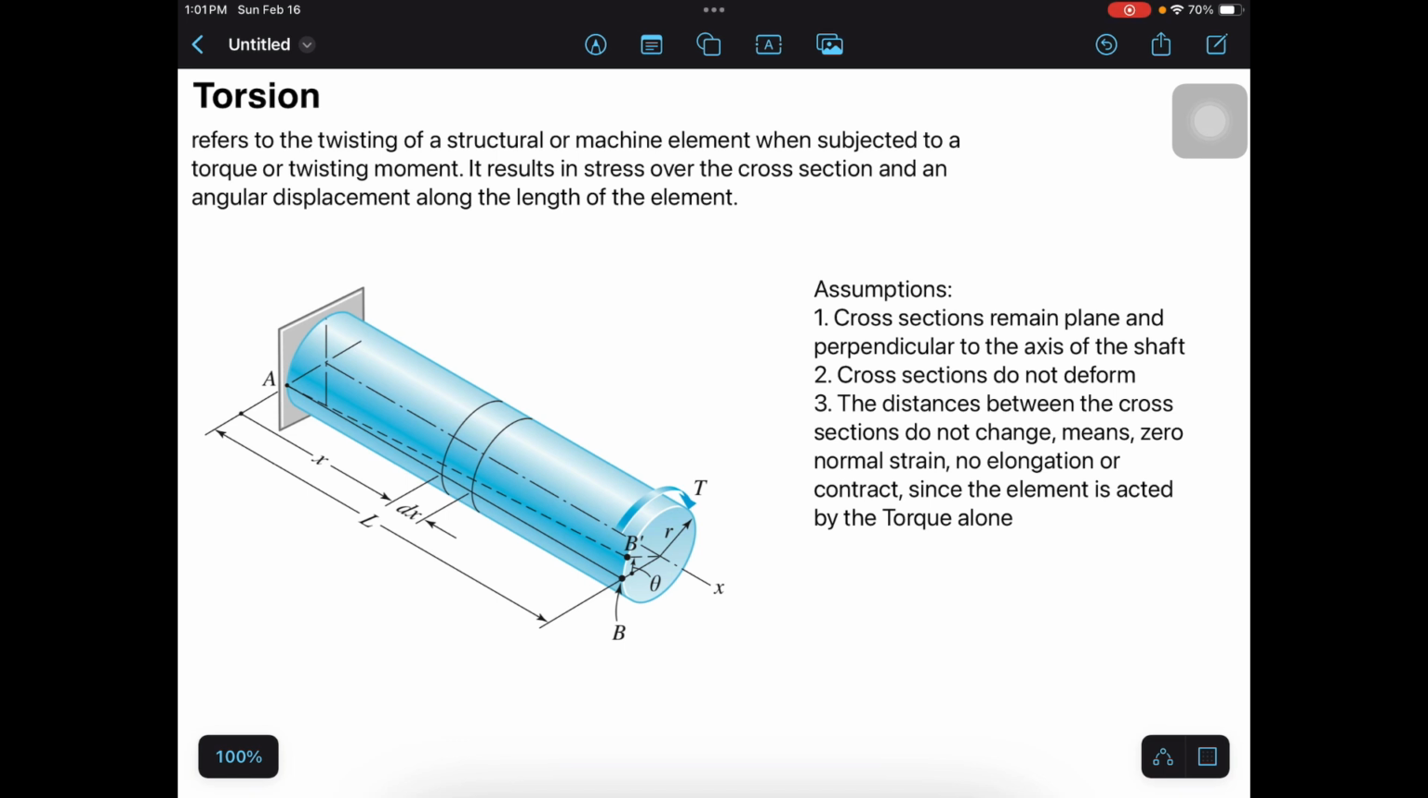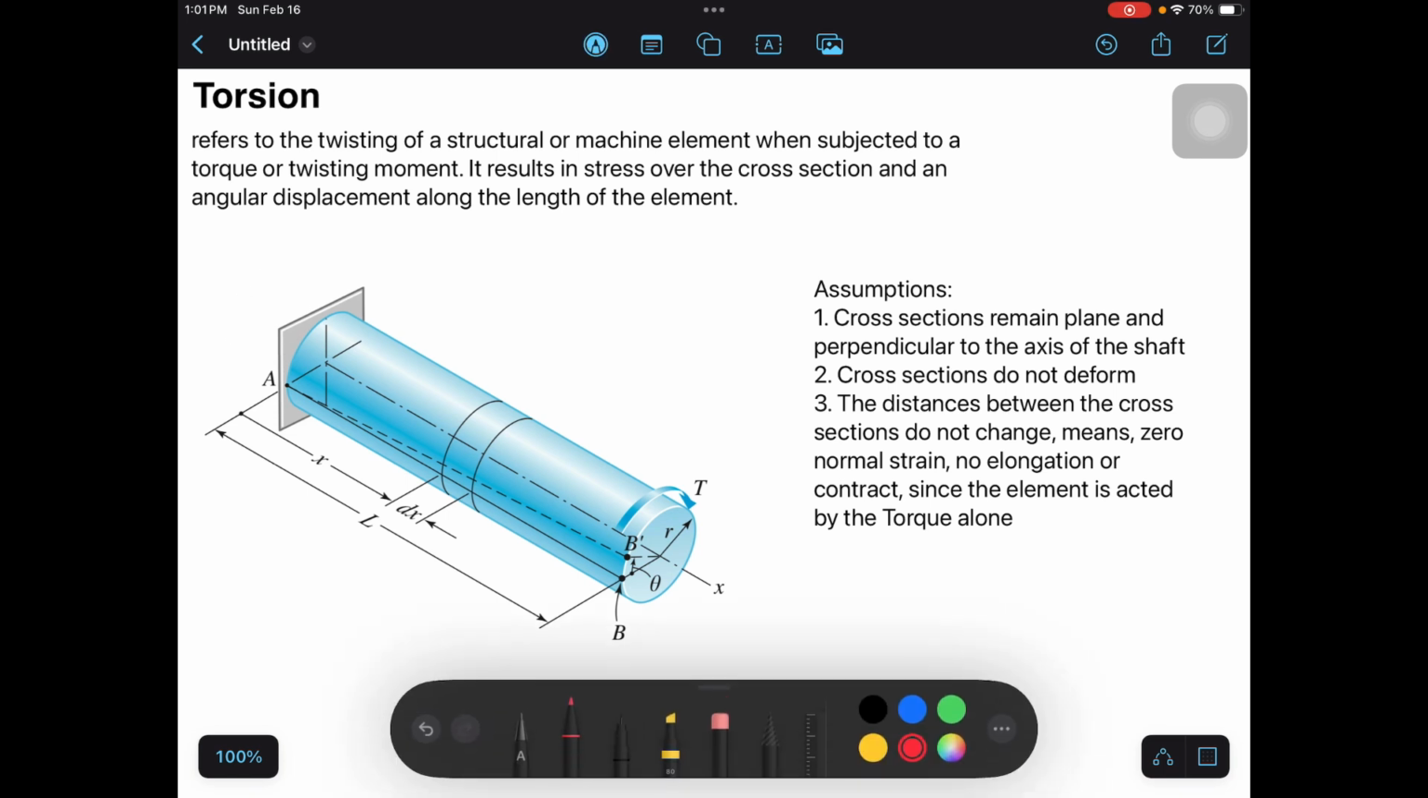It is fixed at point A, here. So it is fixed here, and then it is free at point B. Recalling fixed supports, they can resist vertical, horizontal, and moment loads. Since our system is acted upon by a torque T, with clockwise direction, we expect it to twist about the x-axis as shown. So it twists about the x-axis and it is clockwise.